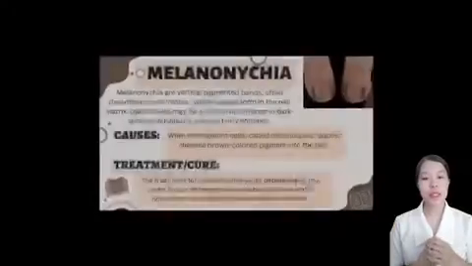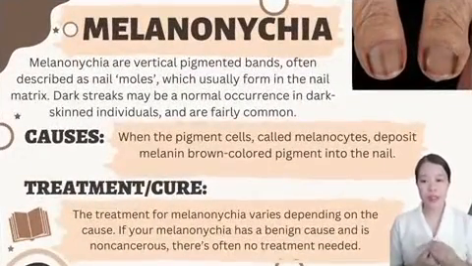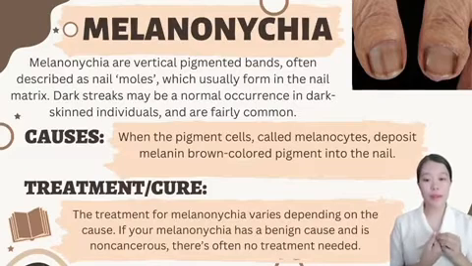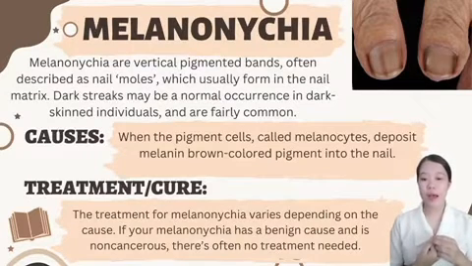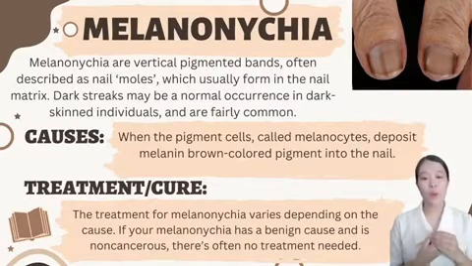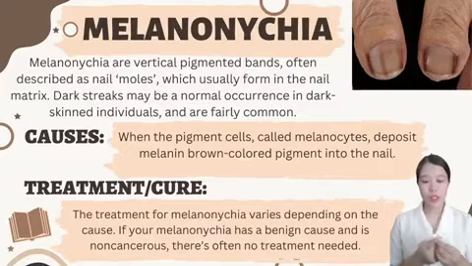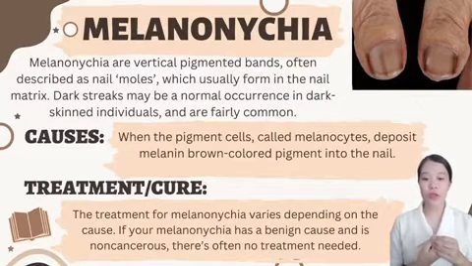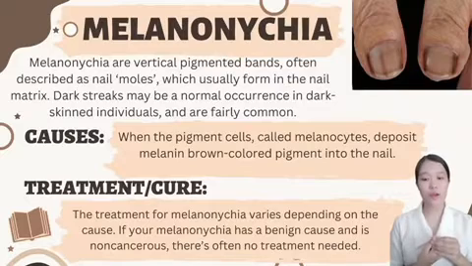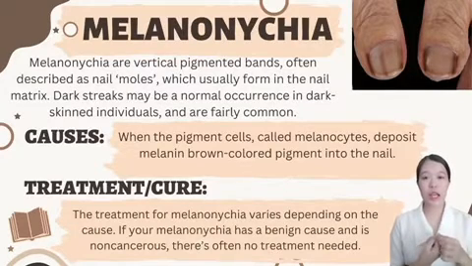So next, let's proceed to melanonychia. So this is a vertical pigmented band often described as a nail mole, which usually forms in the nail matrix. So it could signify malignant melanoma or a lesion. So dark streaks may be a normal occurrence in dark-skinned individuals and are fairly common. So common lang daw to sa mga moreno, ganon, na para siyang nagkaka-straight line, na parang siyang lunal, ano.